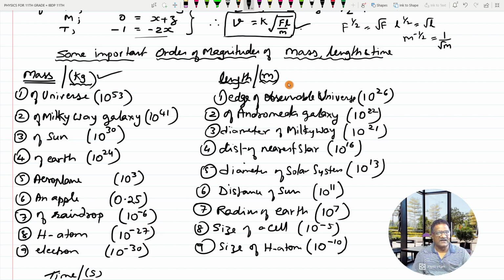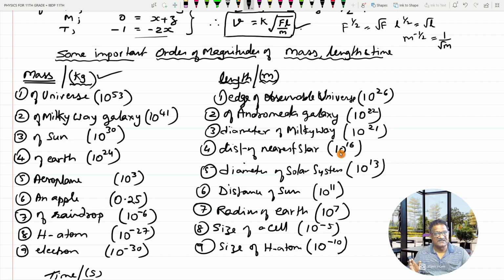Now let us try to find out the order of magnitude of length in meters. The edge of the observable universe is 10 raised to 26 meters. Then the Andromeda galaxy, which is the nearest galaxy to our Milky Way galaxy. The distance of this Andromeda galaxy from our galaxy is 10 raised to 22 meters. The diameter of the Milky Way is 10 raised to 21 meters.